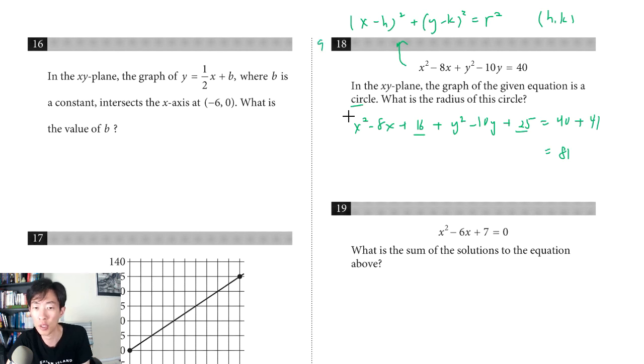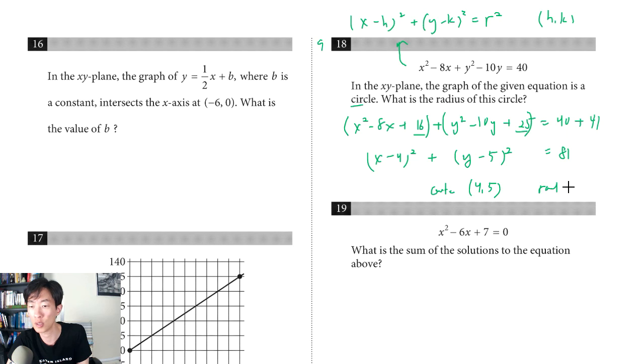By the way, if you're curious, to get it into standard form, we basically just have to factor. This is going to be (x - 4)² + (y - 5)². So that tells us that the center of the circle is (4, 5), and the radius, as we said, is 9. But all they wanted to know is the radius, so we stopped at that point.